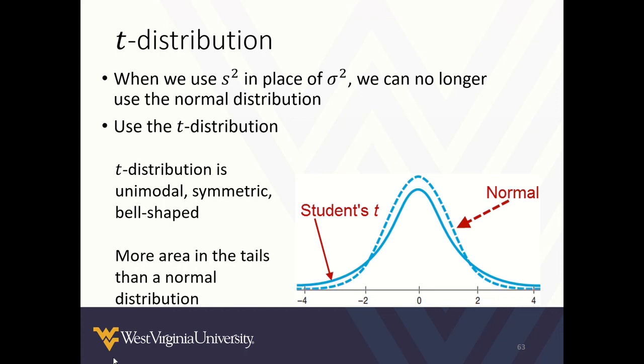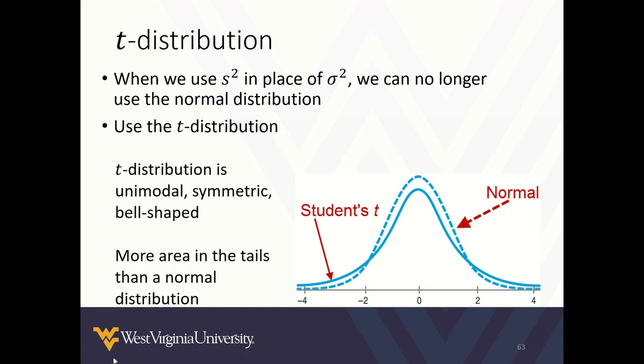So if you take a look at the visual to your right, you can see a nice image of our t-distribution and the normal distribution. Sometimes the t-distribution is known as the student's t-distribution. Why it's called the student's t-distribution, I don't know. You can look that up on your own time.